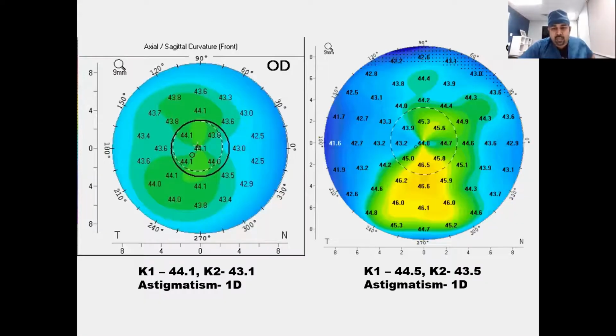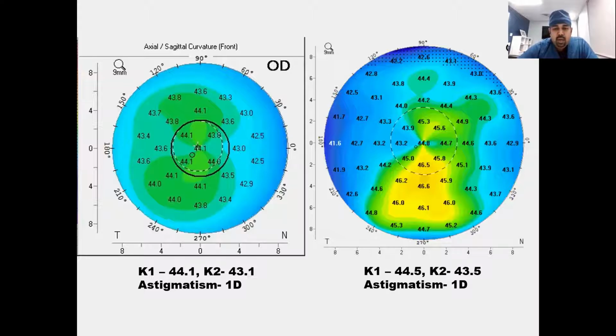This image is one I commonly use to explain that the K1 and K2 we see as the steep and flat meridian powers are actually average powers. K1 is an average of keratometric dioptric powers in the steep meridian at the 3 mm zone, so 1 point superiorly and 1 point inferiorly.